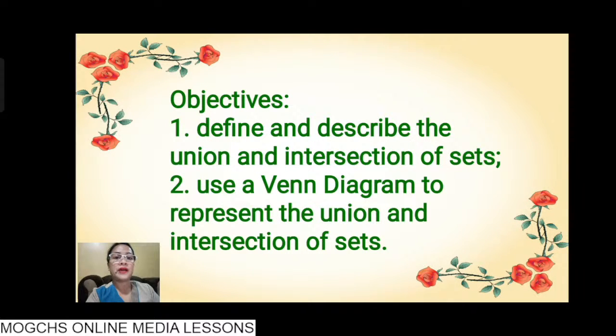Today, we will define and describe the union and intersection of sets. And we will use a Venn diagram to represent the union and intersection of sets. Before we proceed to our topic, let us see if we will still remember our previous lesson by answering this activity.